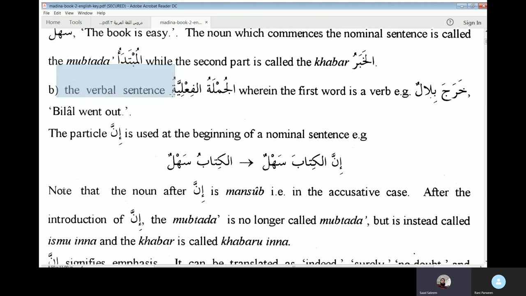Next. The verbal sentence, al-jumlatul fi'liyatu, wherein the first word is a verb. For example, kharaja bilalun. Bilal went out.